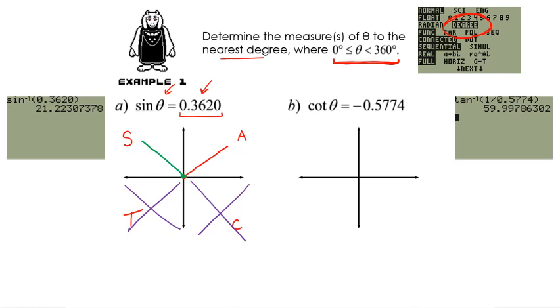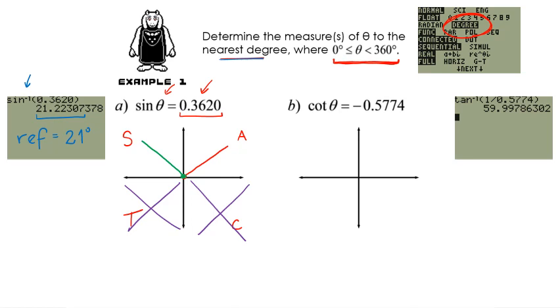The next step is to find our reference angle. And in our calculator, we're going to type second sine and then 0.3620. And if you're in degree mode and you press enter, we're going to get 21.223073778 and so on. This is our reference angle. And in this case, we're just going to round to the nearest degree. So 21.22 is going to round to about 21 degrees.